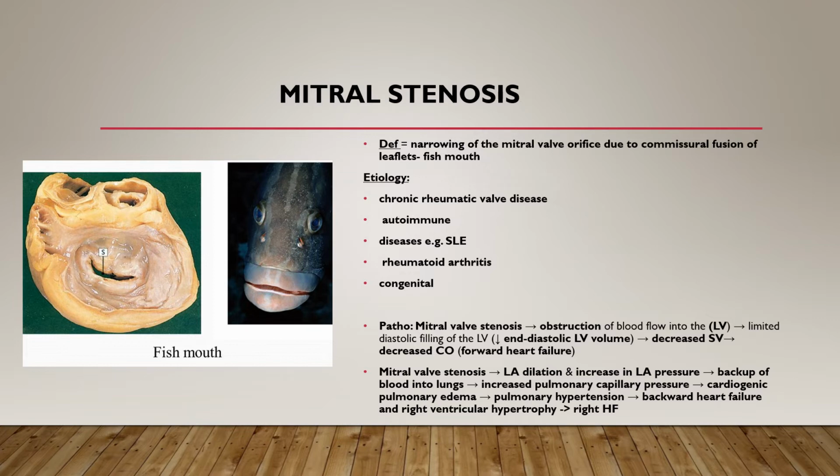It can also cause backward heart failure, and that's because if blood is unable to move into the left ventricle, it's going to pool up within the left atrium. This is going to increase your left atrial pressures, and this leads to backup of the blood into the lungs, into the pulmonary circulation. So it's going to increase the pulmonary capillary pressure, leading to cardiogenic pulmonary edema and pulmonary hypertension, leading to backward heart failure and right ventricular hypertrophy, because the right side of the heart now has to pump against a greater resistance.